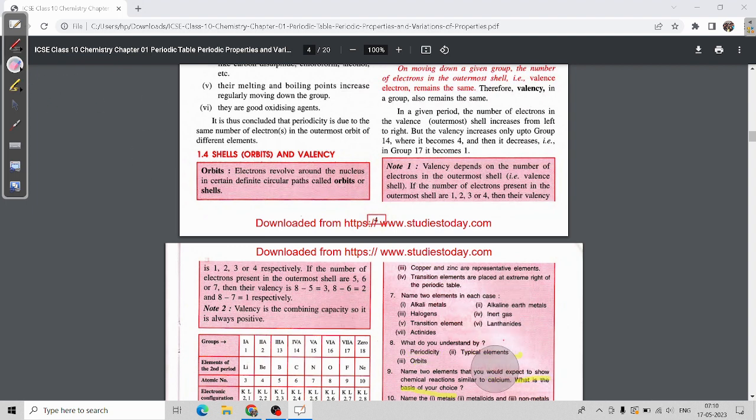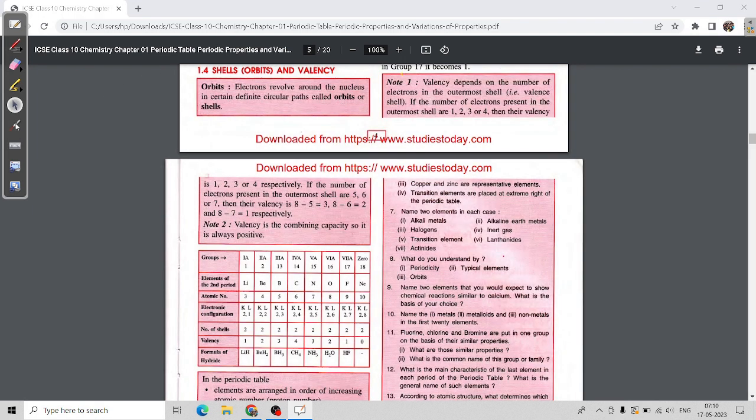Okay, now see what is next. What do you understand by periodicity, typical elements, and orbits? Sorry, by mistake. That 10th question came. Okay, name the metals, metalloids, and non-metals in the first 20 elements.